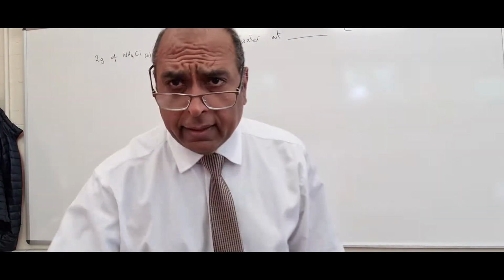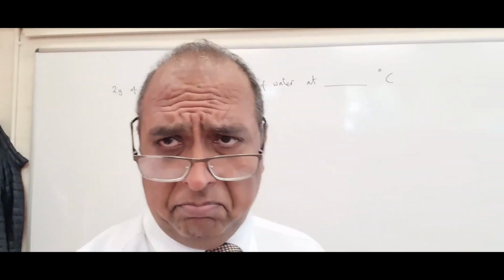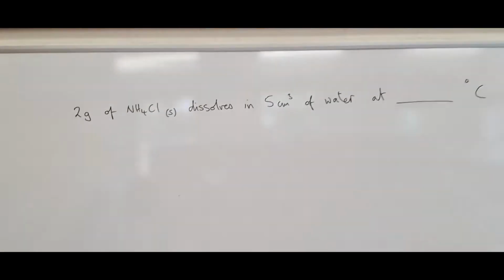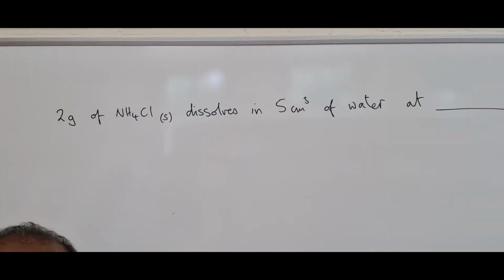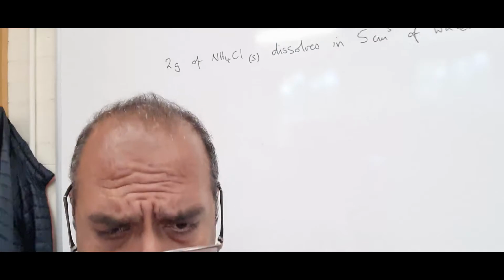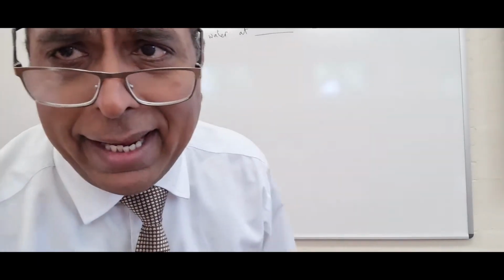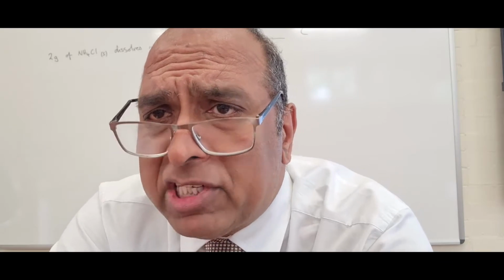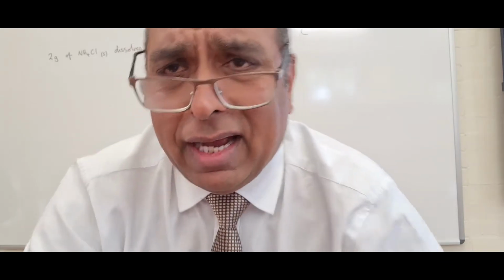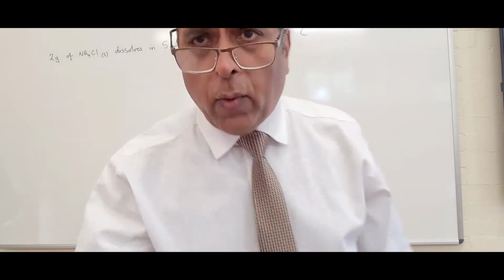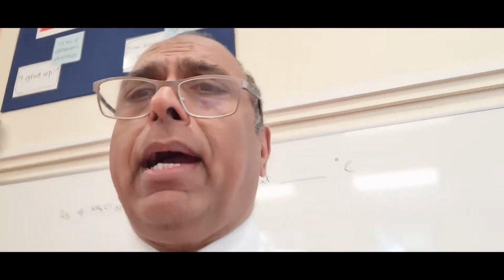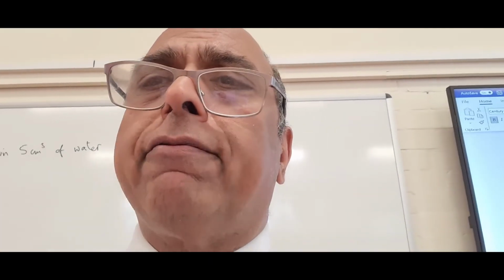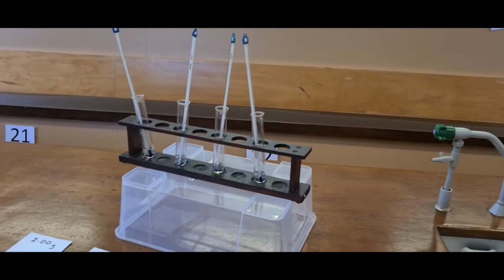Hi, welcome back. My phone stopped, so we got this far. You look at that sentence: 2 grams of ammonium chloride dissolved in 5 centimetre cubes of water. That solubility marks the boundary between the solution being saturated and not saturated. I wasn't happy with how that went, so I'm redoing something because my phone went off, and I want to show you the following.